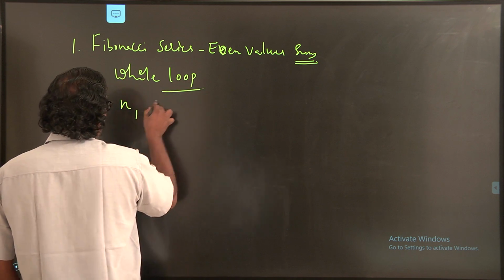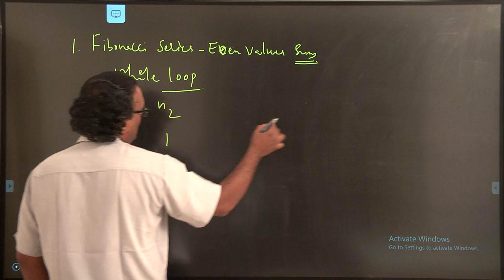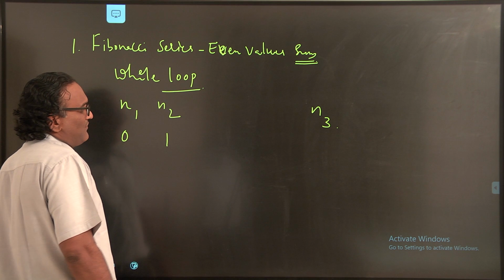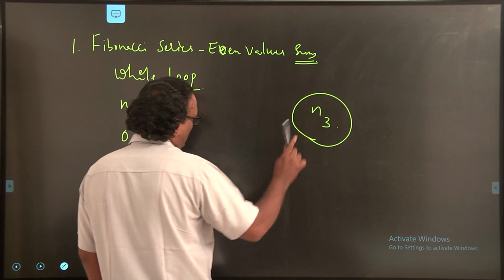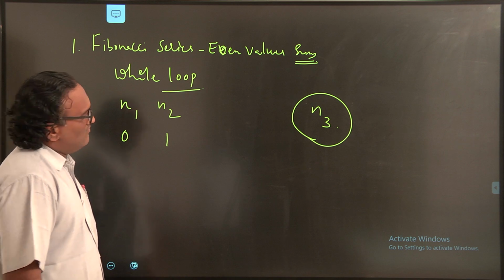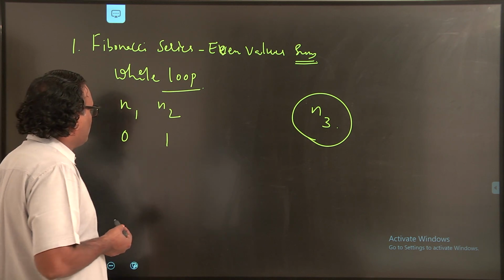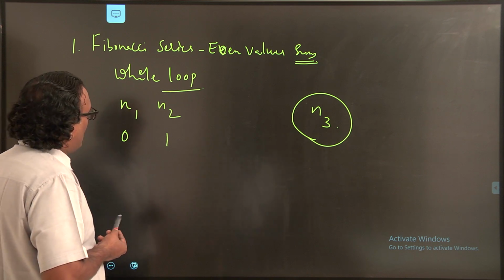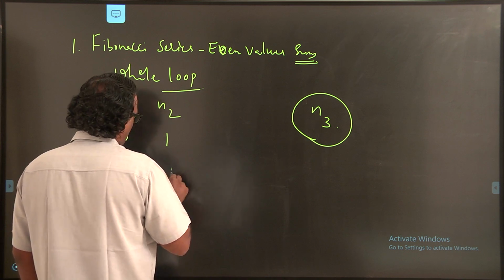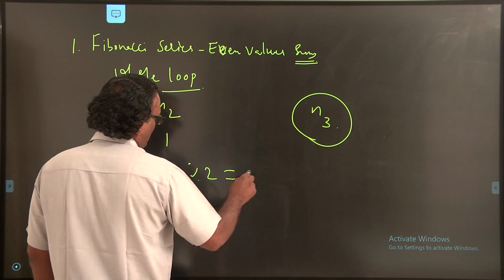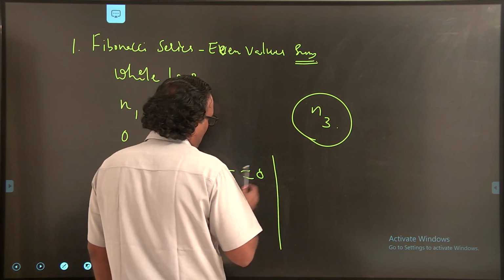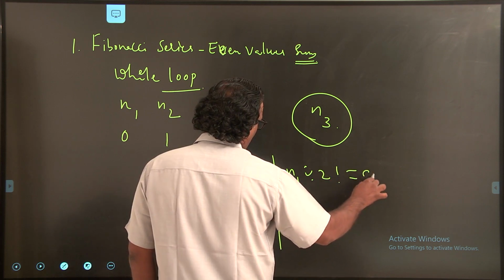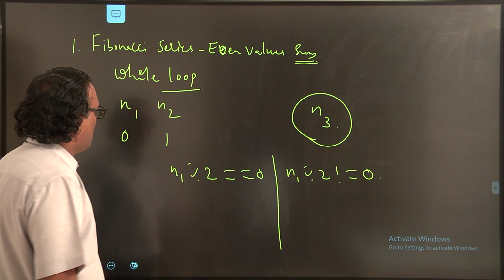We should have n1, n2, which are 0, 1 initially. We should also have n3 definitely. I think a third variable is also needed. So we solved this using a while loop. Good. So we are always checking whether n1 modulus 2 is equal to 0 in order to calculate the even sum. In case of odd numbers, n1 modulus 2 not equal to 0. We'll check this.